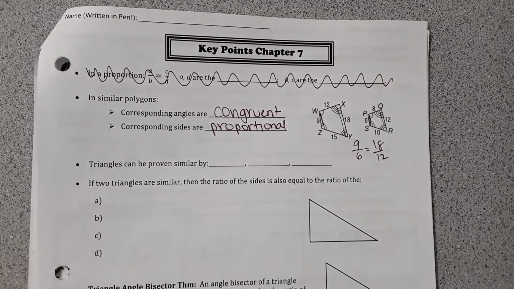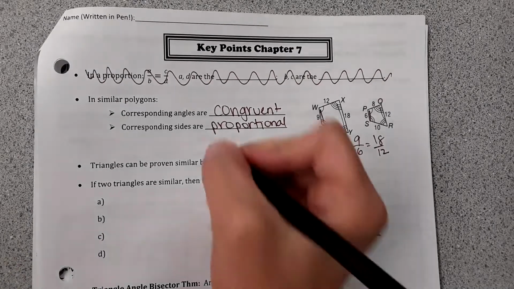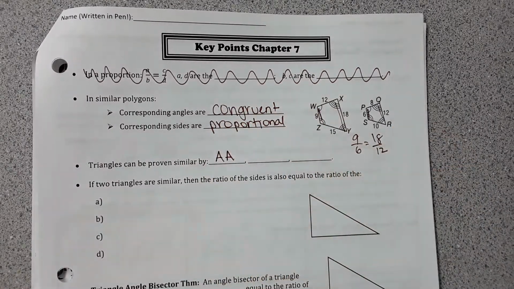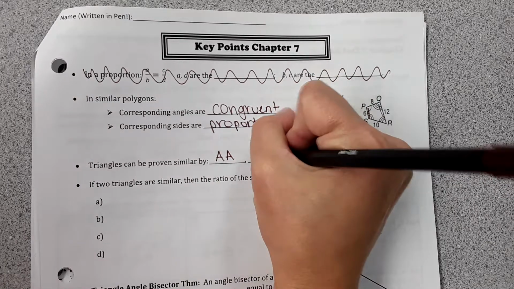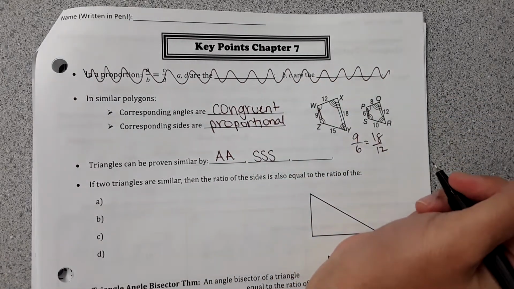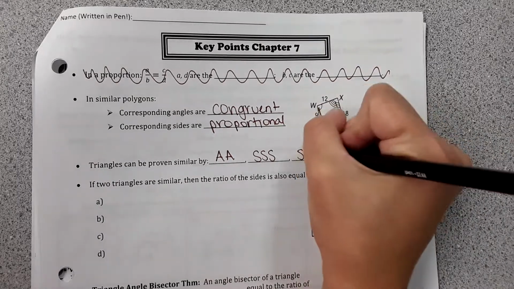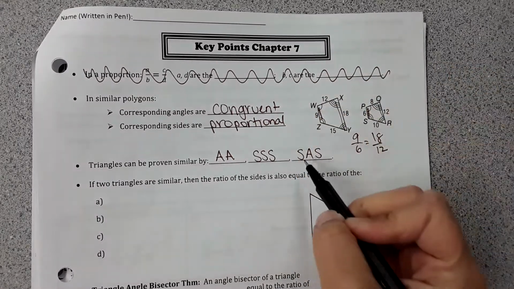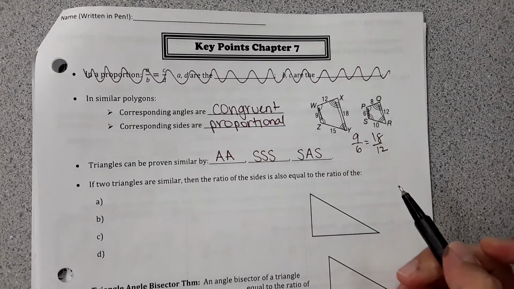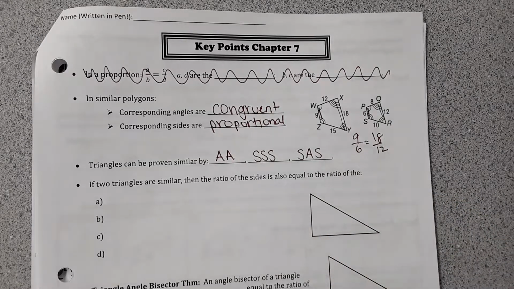Triangles can be proven similar by three things. One is angle. If two of the angles are the same, then all three of the angles are the same, and if two triangles have the same angle measures, they are similar. Then the other way is side. If all the sides are proportional, then they are similar. And the third way is side-angle-side. If you have two proportional sides and then the included angle is the same, then the triangles are similar.